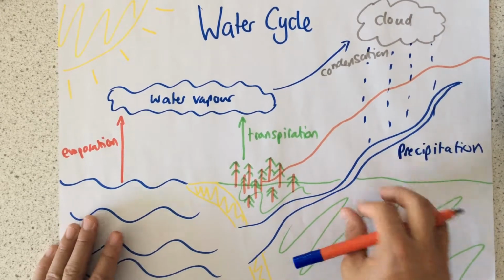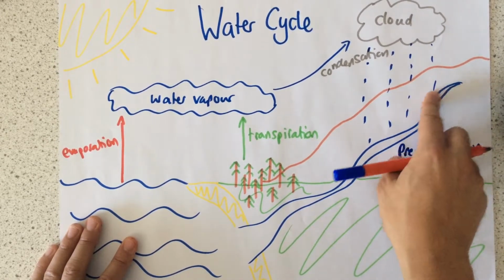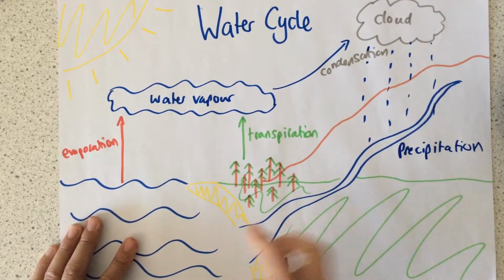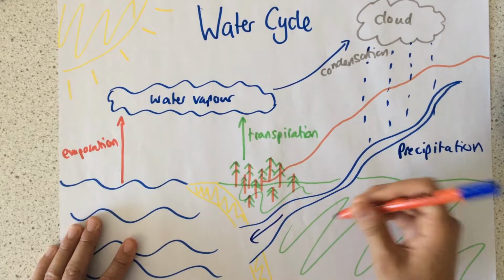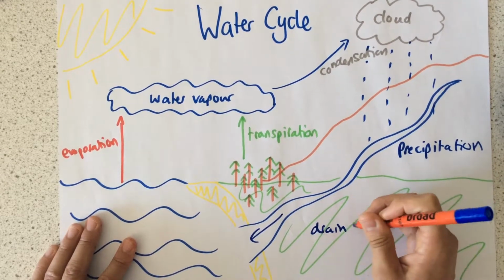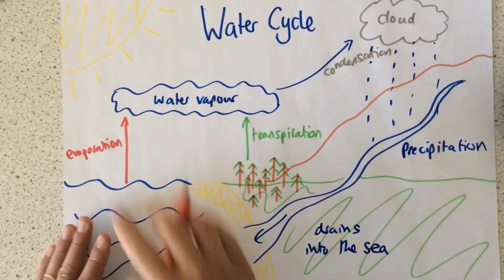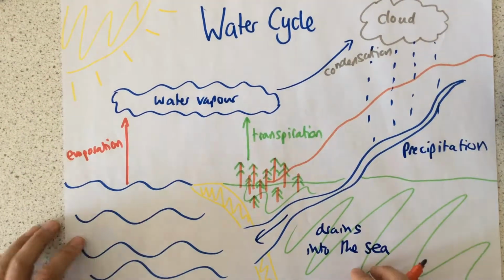Okay? So next up. Now it's not all going to go in rivers. Some of it might just drain through the soil, but it's then going to drain back into the sea. So it drains into the sea. And the cycle continues. It goes round and round and round.